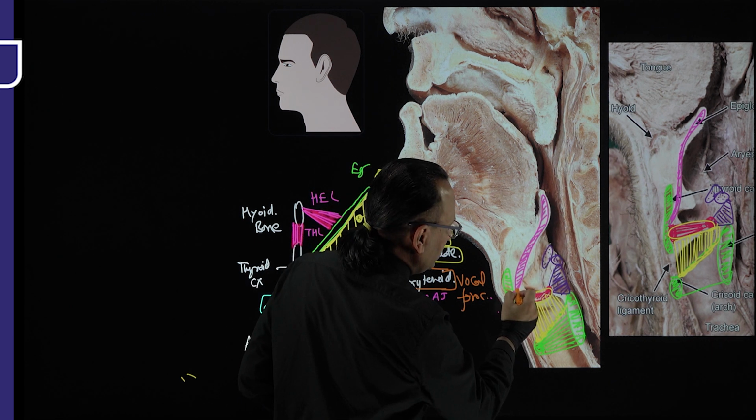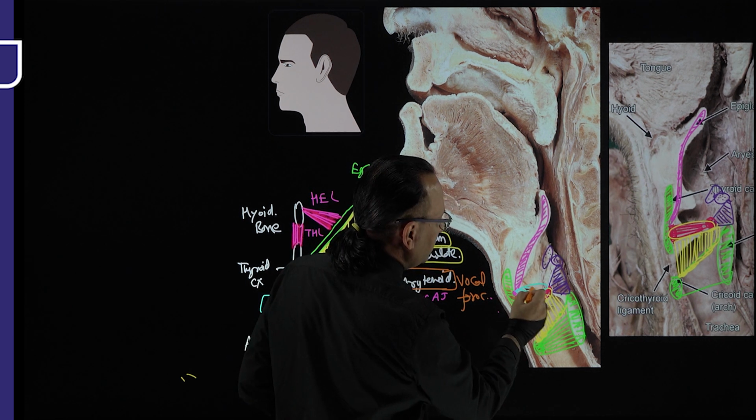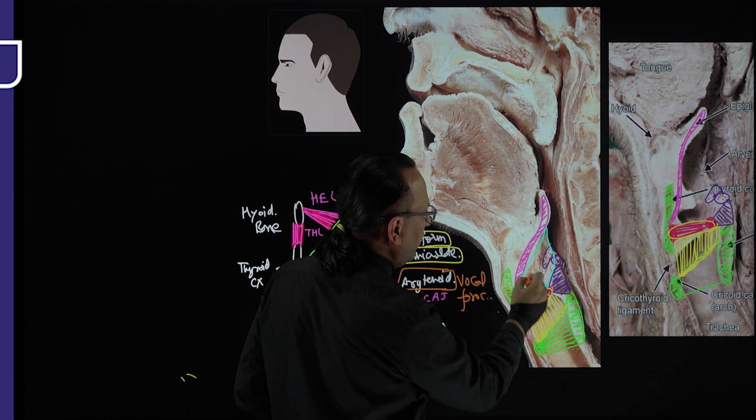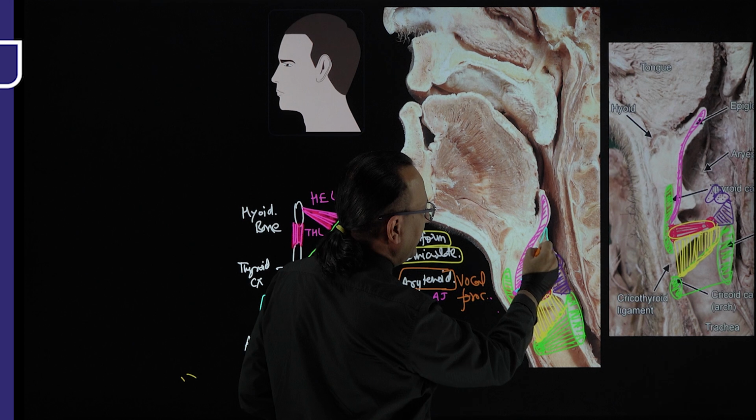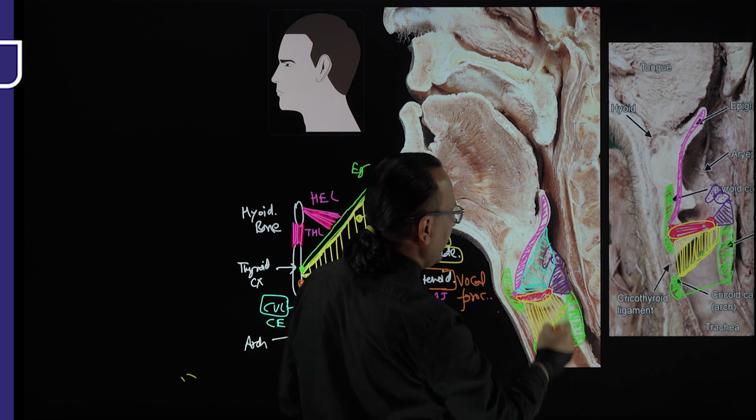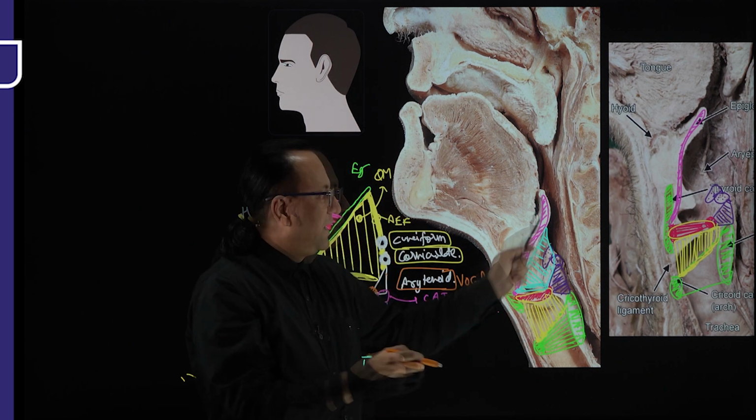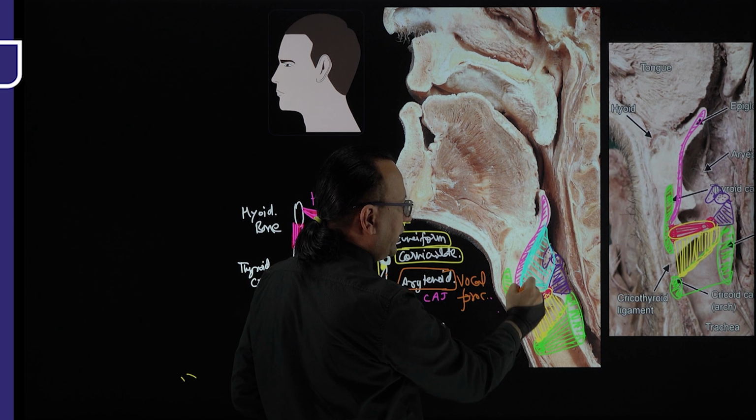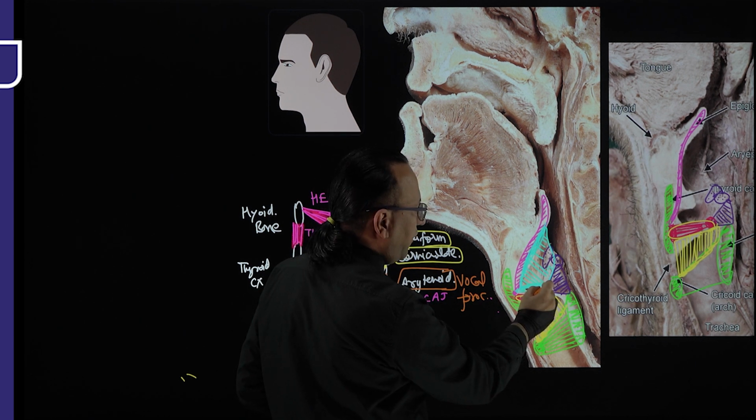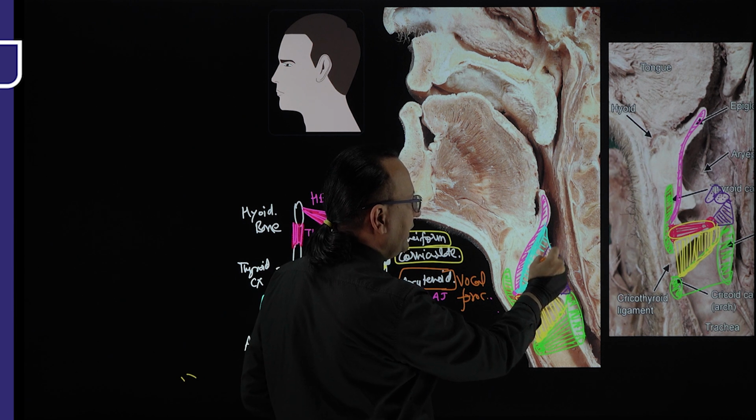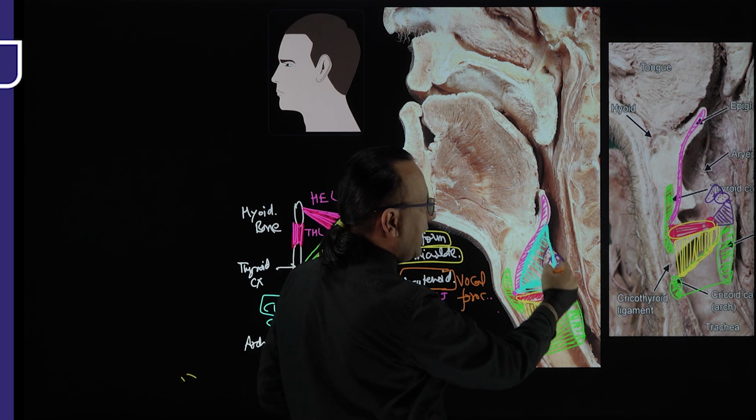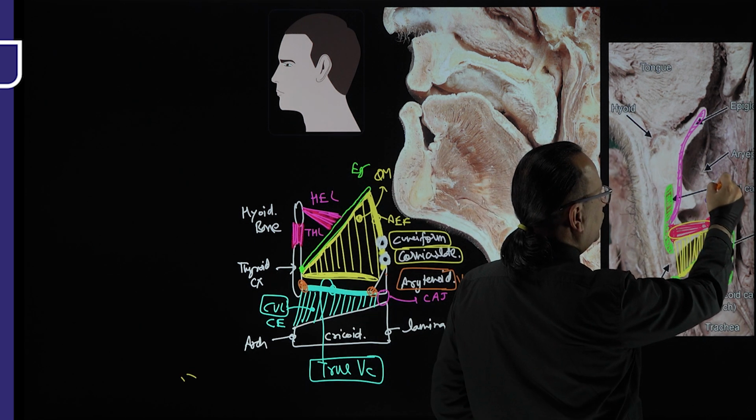Then who is forming this false vocal cord here? This false vocal cord will be formed by this quadrangular membrane, and this quadrangular membrane is basically in the supraglottic region in the laryngeal vestibule, attaching to lateral margin of the epiglottis, having two free borders. Lower free border is the false vocal cord and upper free border is aryepiglottic fold. In the aryepiglottic fold, we have already seen there will be two ligaments.